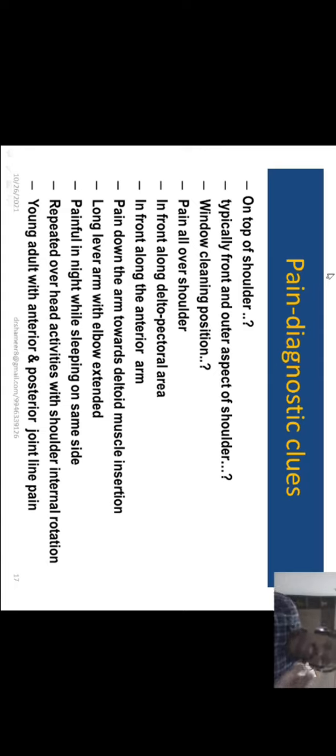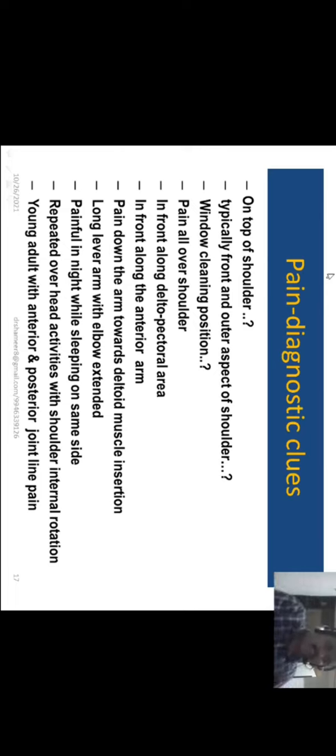If the shoulder is in extension and there is pain on the anterior and lateral aspect of the shoulder, it is a rotator cuff pathology. This is the second one. And another pathology is in the window cleaning position. Window cleaning position means we never clean the window like this. We clean the window like that.